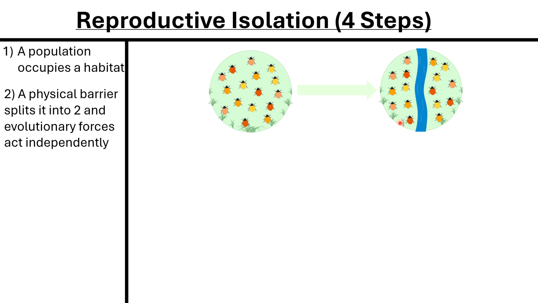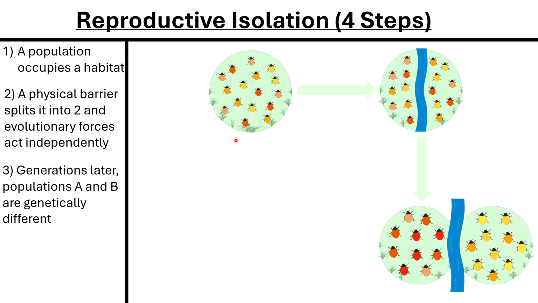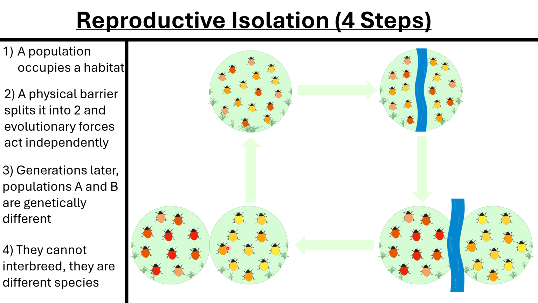act independently. Step 3, generations later, populations A and B are now genetically different due to experiencing different environmental conditions and random mutations accumulated over the millions of years. And lastly, step 4, they are now different species because they cannot interbreed anymore. So this is speciation caused by reproductive isolation.